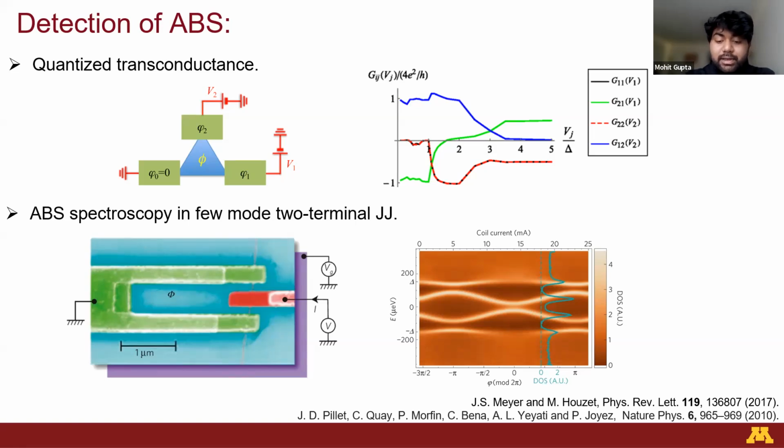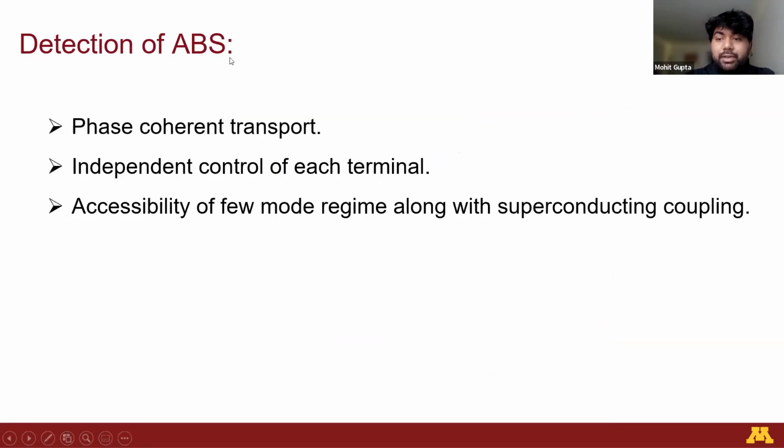So just to summarize, what are the necessary requirements for the detection of Andreev bound states in a multi-terminal device? One would want phase coherent transport, because it's the phases that play the role of the quasi-momenta. We would like to control the number of modes for each terminal, so that one can tune the Andreev bound spectra formed in MTGHs. And we would like to access the regime of few modes along with the superconducting coupling present. In this experiment, we show that all these three conditions can be achieved in our devices. So this establishes a platform to access Andreev bound states and potentially detect the topologically non-trivial phase.